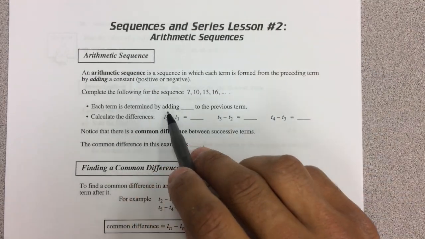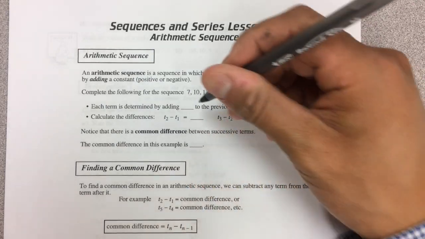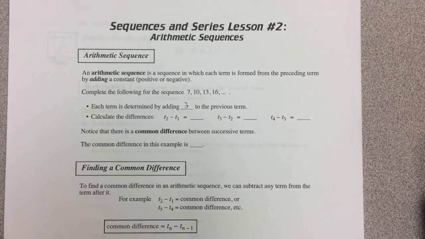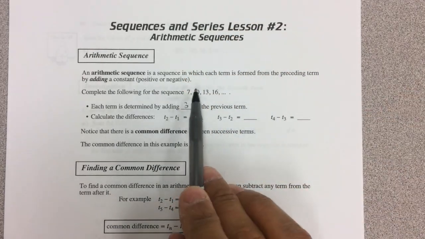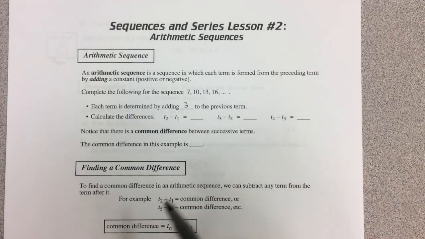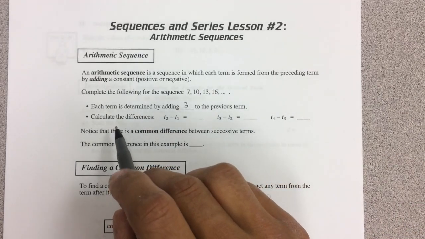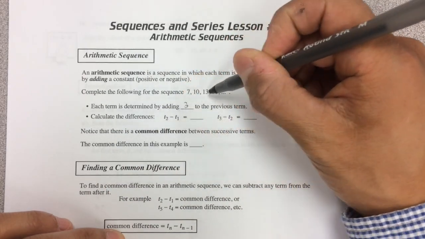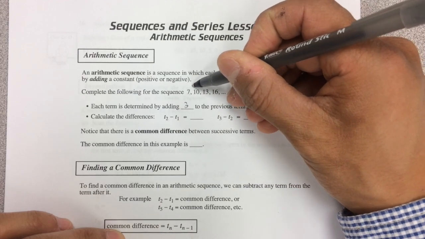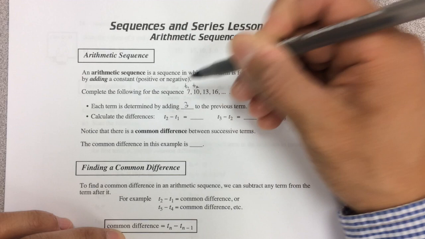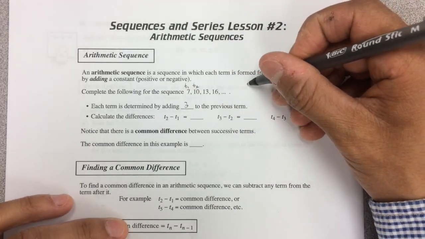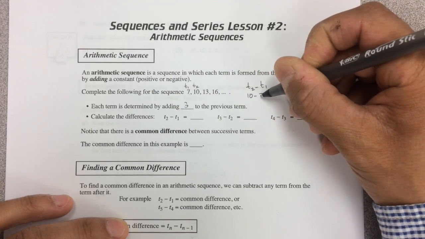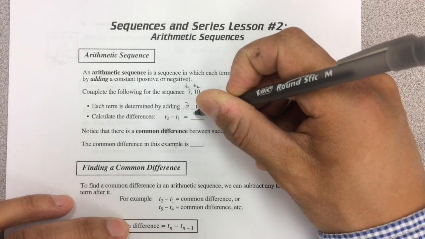So each term is determined by adding. To get from 7 to 10 you have to add 3, and to get from 10 to 13 you have to add 3. So we're adding 3 to the previous term, where 7, 10, 13, and 16 are all terms. In order to calculate the difference, all you need to do is take term 2 and subtract term 1. So you take 10, which is term 2, and subtract 7, which is term 1. So T2 minus T1 is 10 minus 7, which is equal to 3.